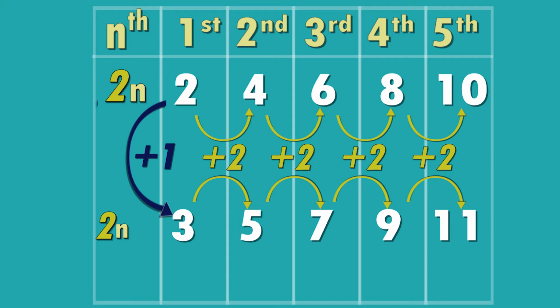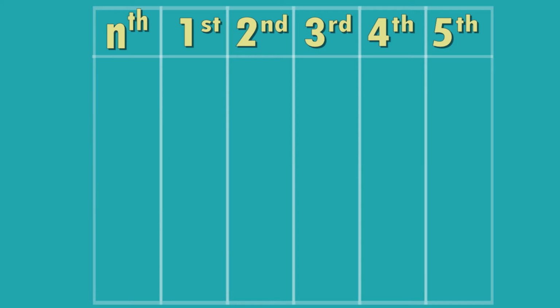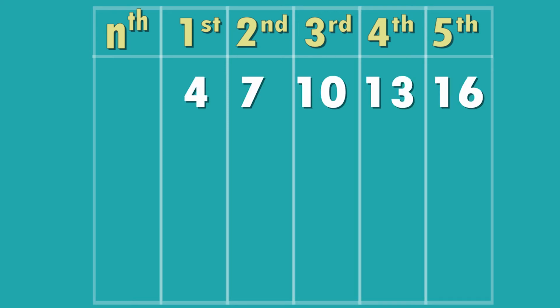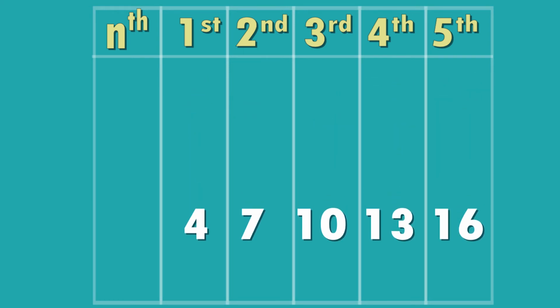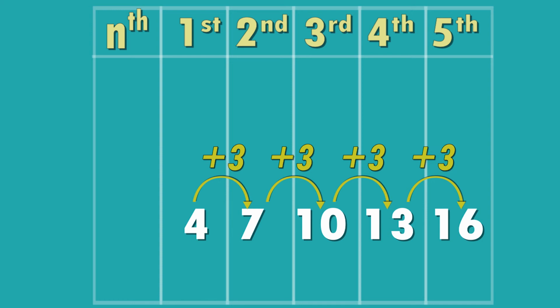So this bottom sequence is actually just the 2 times table, but I've added 1 to each term. 2 times table plus 1. So as an nth term, that would be 2n from the 2 times table plus 1. Now let's look at a slightly different example. Let's take the sequence 4, 7, 10, 13, 16. Here we're going up by 3 each time. 4 plus 3 is 7, 7 plus 3 is 10, and so on. We're going up by 3 each time.